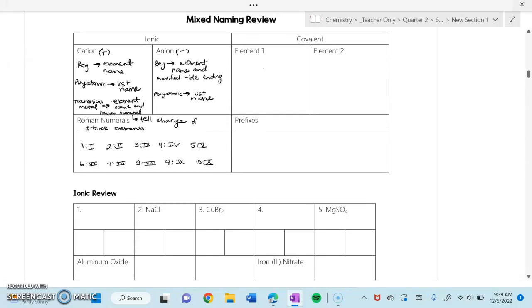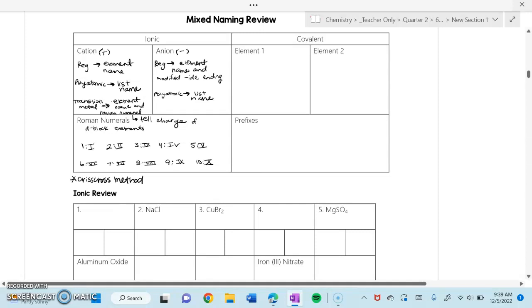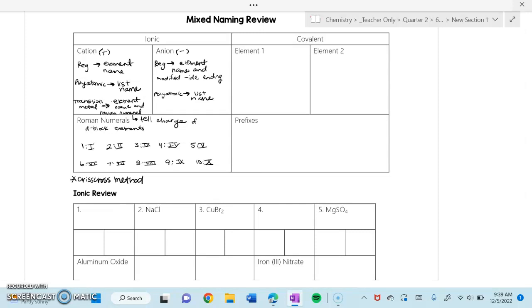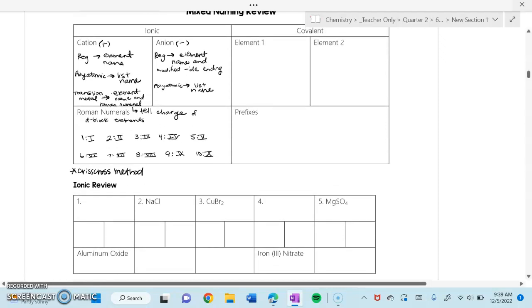A couple other things about Ionic. When we're writing the formula from the name, we use the crisscross method. And remember that sometimes we have to unreduce to determine the Roman numeral for the charge. When we do the reverse crisscross method, sometimes we have to consider unreducing that charge so that the anion has the correct charge in the formula. So that is for ionic compounds.